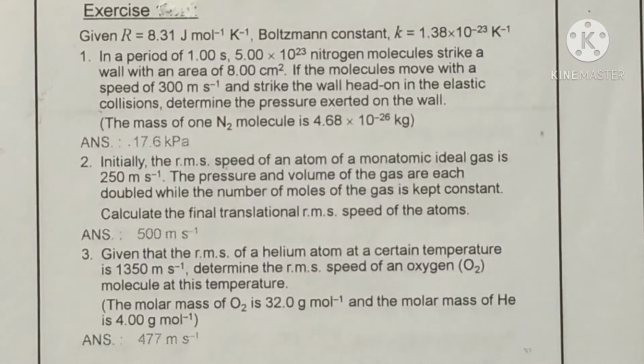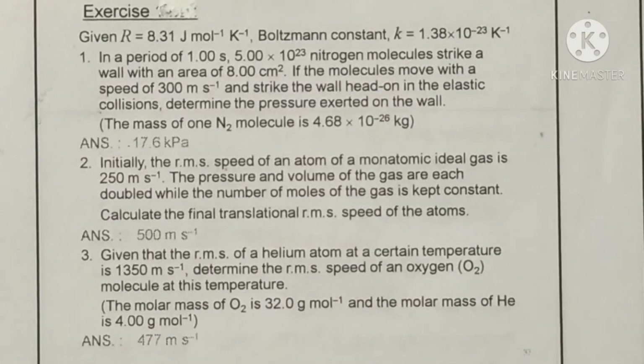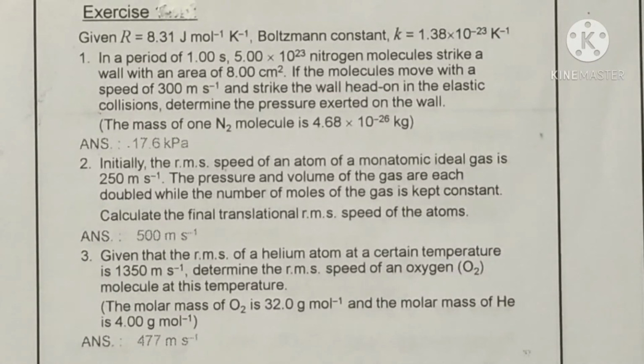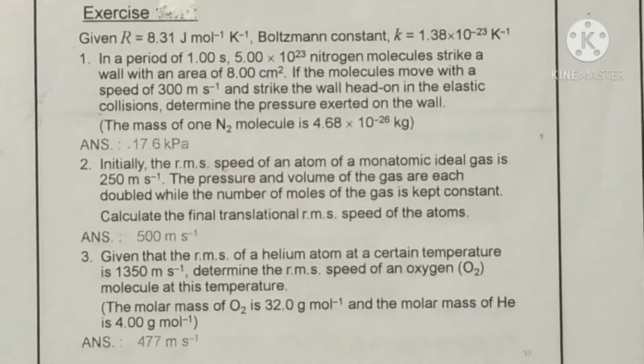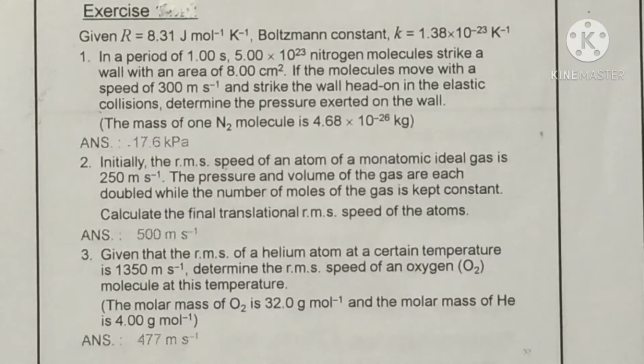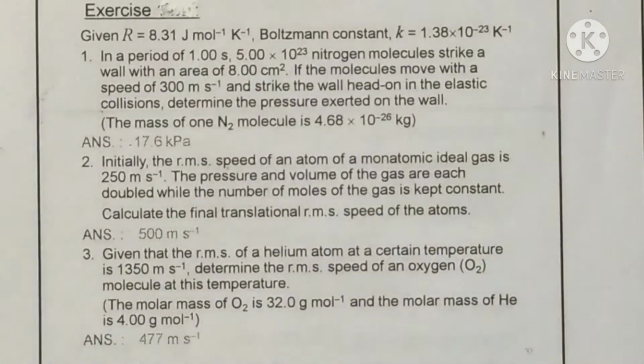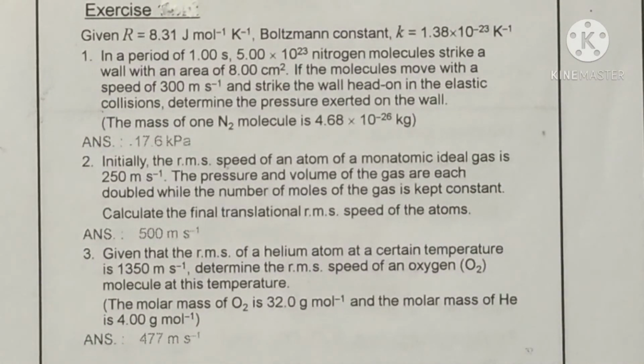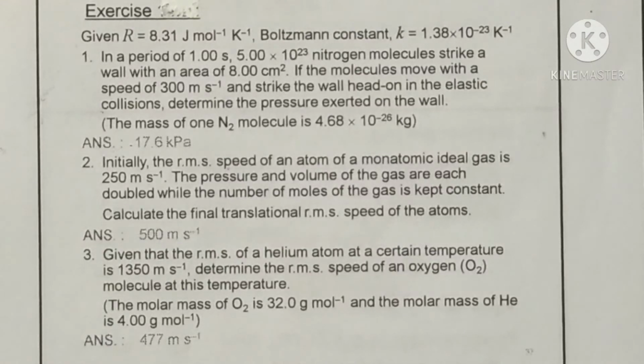Question number 2 is about a monoatomic ideal gas. Initially the root mean square speed of an atom of the gas is 250 meter per second. The pressure and volume of the gas are each doubled while the number of moles of the gas is kept constant. Calculate the final translational root mean square speed of the atoms.